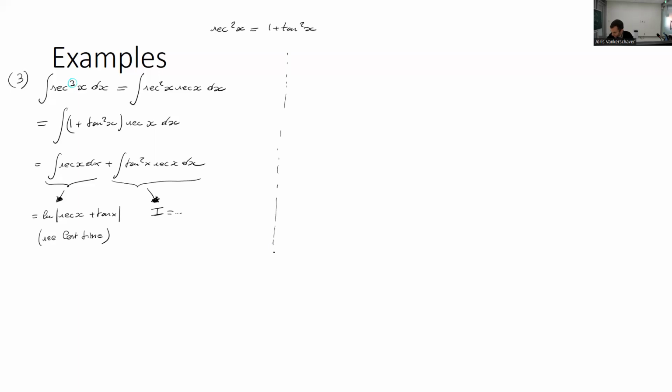Let me just make sure I have enough space to write everything down. So now let's have a look at what this I is. So we get the integral of tan squared x secant of x dx. And there's a couple of approaches that you can try out. What you don't want to do is replace tan squared by secant squared minus 1, because then you're going to go back to where we started from. But nevertheless, there's a few things that you can rely on.